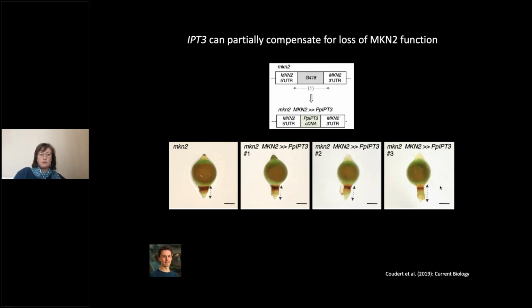So we have the MKN2 mutant on the top, on the left, with its short little seta, or stem, and we found that the seta was longer in each of the targeted replacement lines than it was in the MKN2 mutant. So this told us that IPT3 can restore normal sporophyte development, acting in place of MKN2.